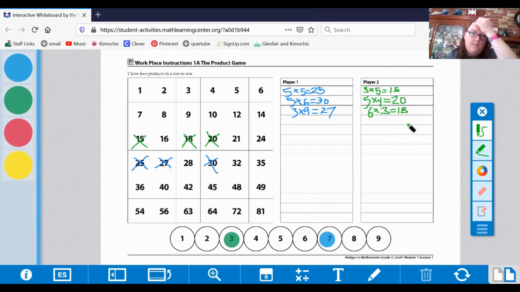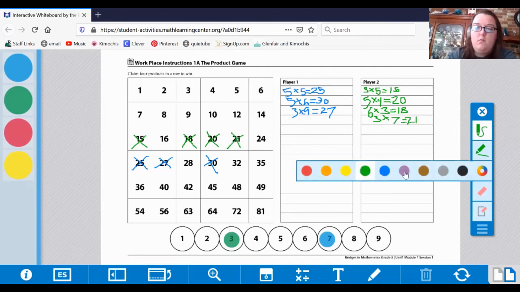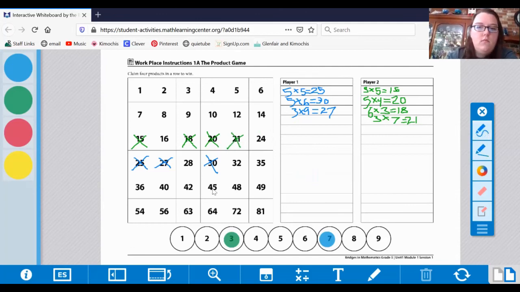Oh yeah, it's Green's turn. Okay. So I'm gonna go 3. Ooh, I'm getting a little wonky with my handwriting here. 3 times 7 equals 21. Okay, change it back to blue so I don't forget whose turn it is. All right, blue.